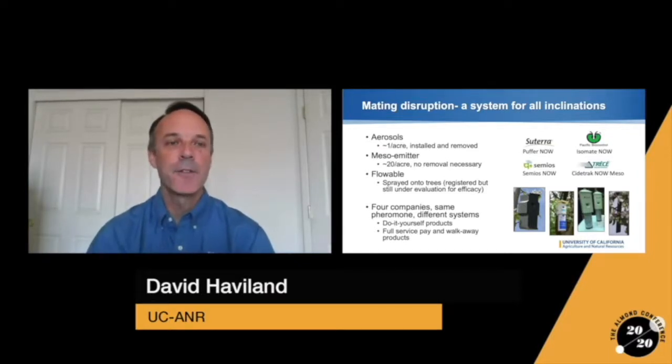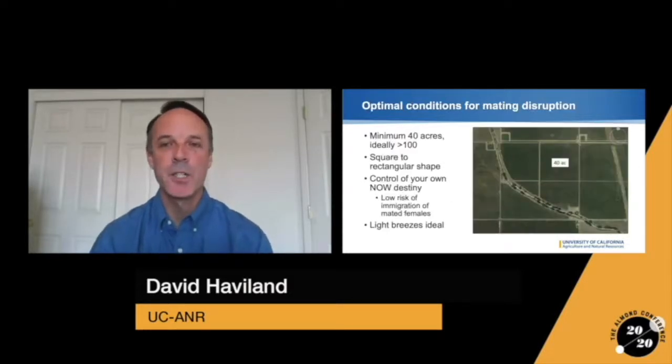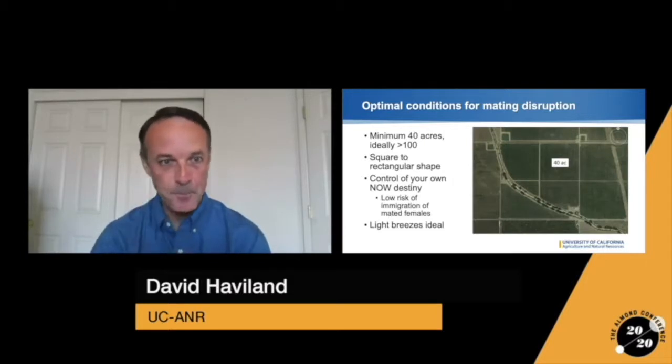Now, as far as efficacy, the first thing I want to talk about is what is the ideal condition for using mating disruption? Ideally, you want to have at least 40 acres, okay, or a minimum of 40 acres. Ideally, you're going to be in the 100 acres or more range. That's where you're going to get the best benefit. You want the place that's using mating disruption to be in the square to rectangular shape. As you can see, this 40-acre block on the right.